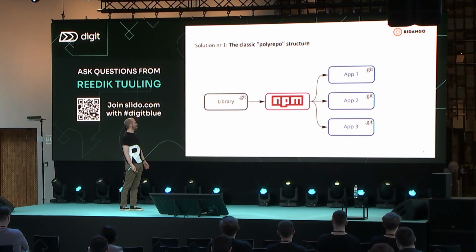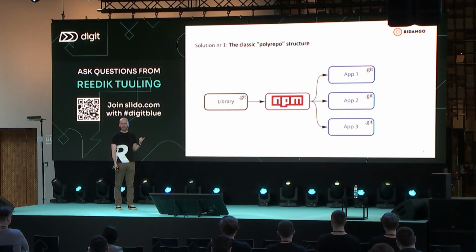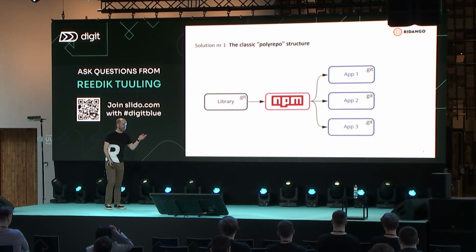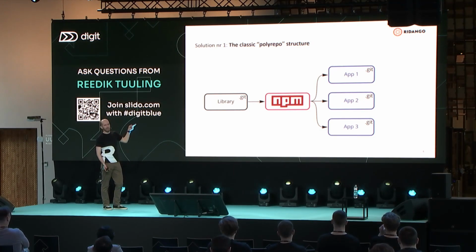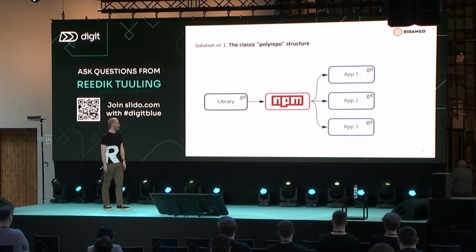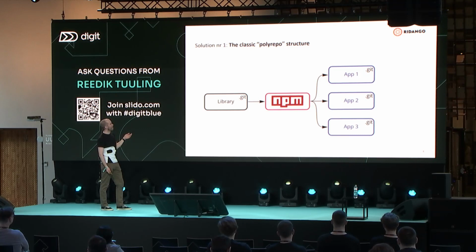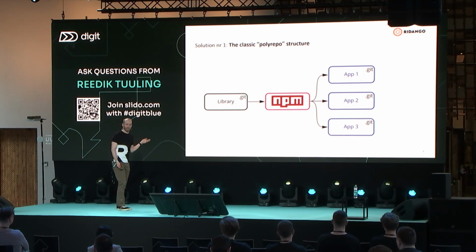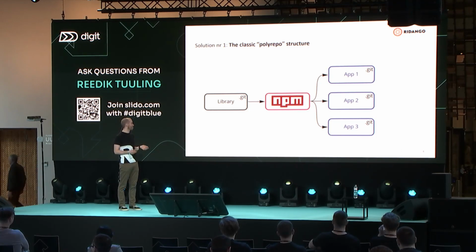So the classical way to solve it is something like this. You have a library, that's a Git repository. In between, you have NPM, and then you have a number of other Git repositories that consume this library from that NPM repository. This is how you would consume all your open source stuff if you write front-end code or TypeScript, JavaScript, React, whatever.